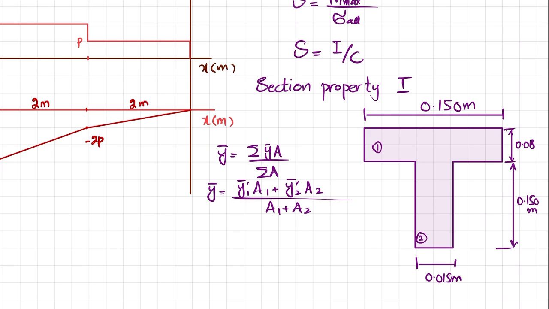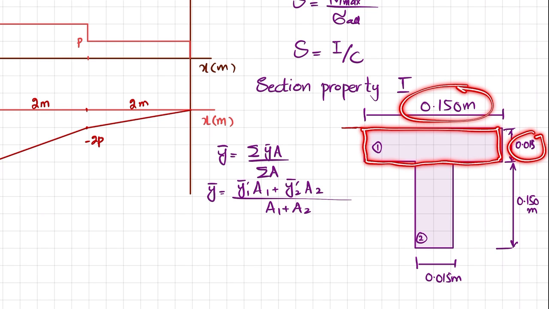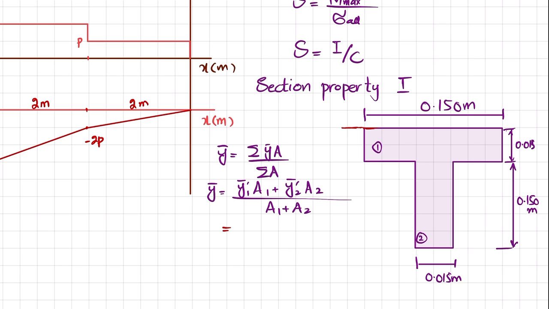Clear? If we take this upper as a reference line, I am drawing a reference line. So the area A1 will be this area, and this area is 0.150 into 0.015. So I will write area A1 is 0.150 into 0.015. And what will be its y1 dash? So y1 dash will be the distance from this reference line till the mid of this section, and that is equal to 0.015 divided by 2, which will give you 0.0075, plus A2.